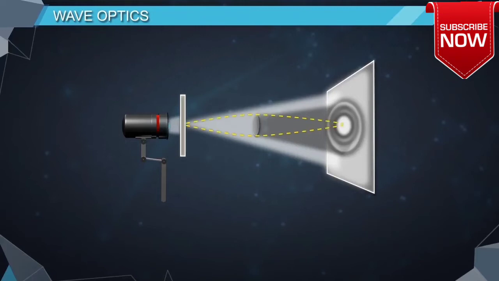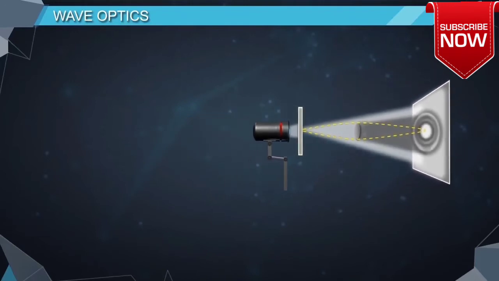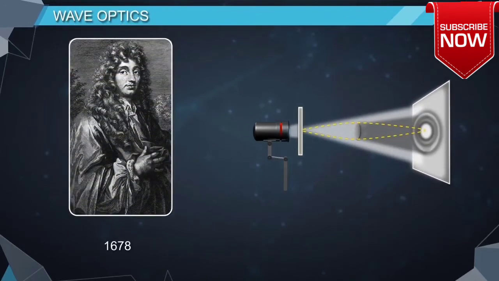To explain the bending of light, in the year 1678, a Dutch physicist Christian Huygens proposed a theory called wave theory of light.